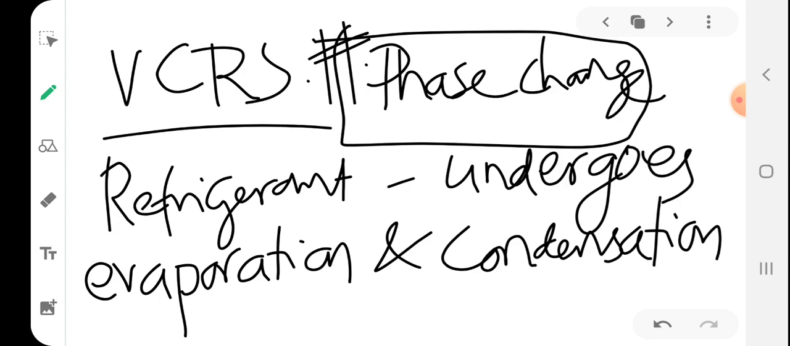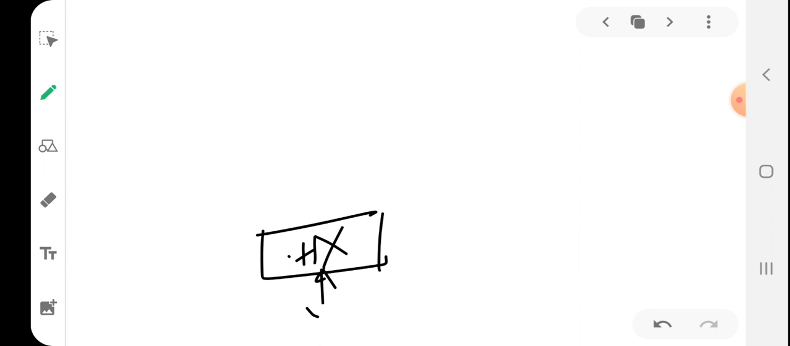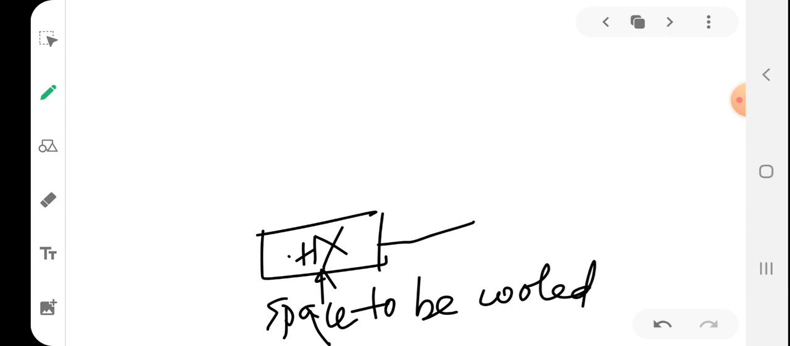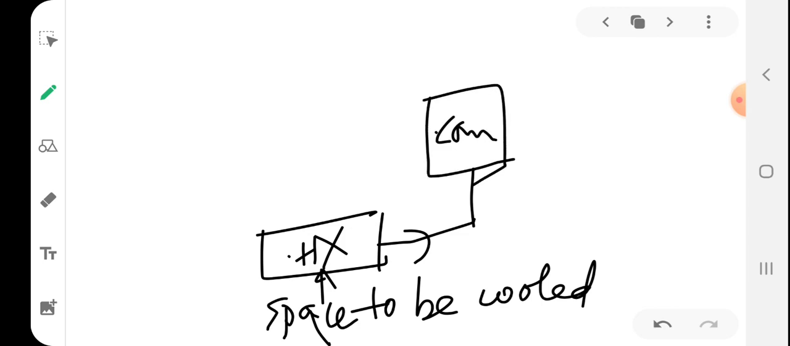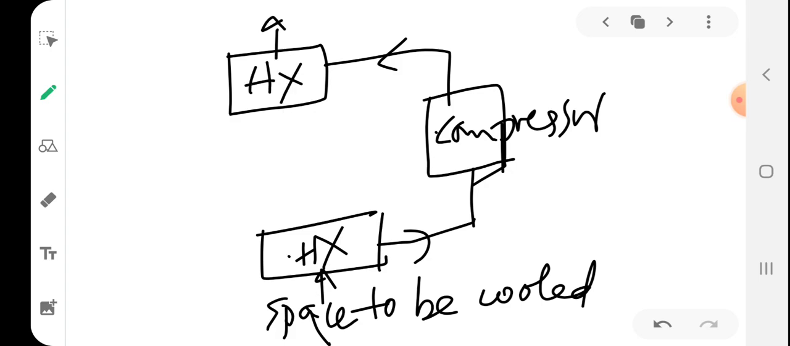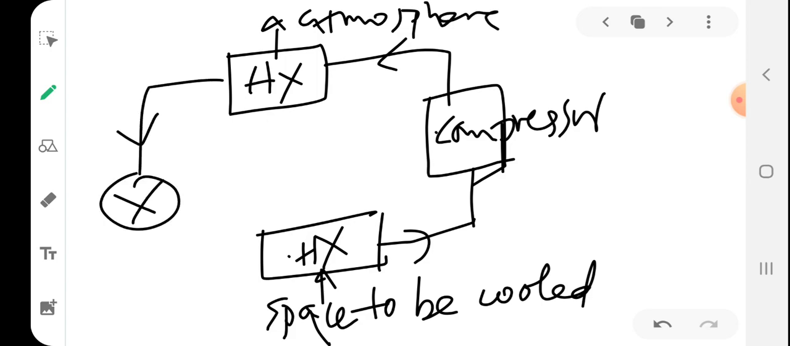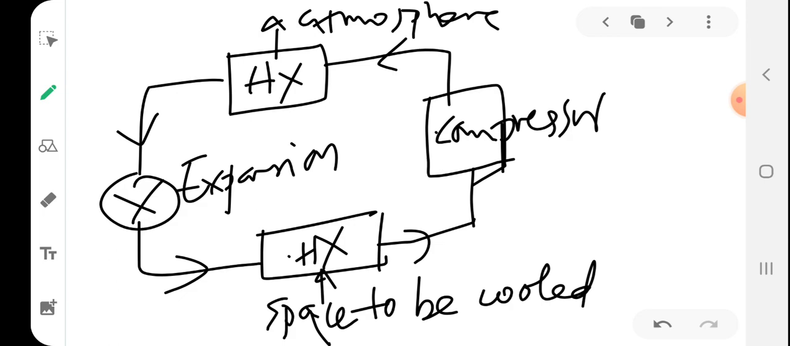Now you understand the basics. Normally in a refrigeration system we have an evaporator or heat exchanger from where heat is extracted from the space to be cooled. The working fluid extracts heat from that heat exchanger and moves to the compressor, where temperature and pressure increase. Then it moves to another heat exchanger where it rejects heat to the atmosphere or any other sink, then comes back through an expansion valve, the expansion device, and it is ready to absorb heat again from the space to be cooled. This is what happens in VCRS.